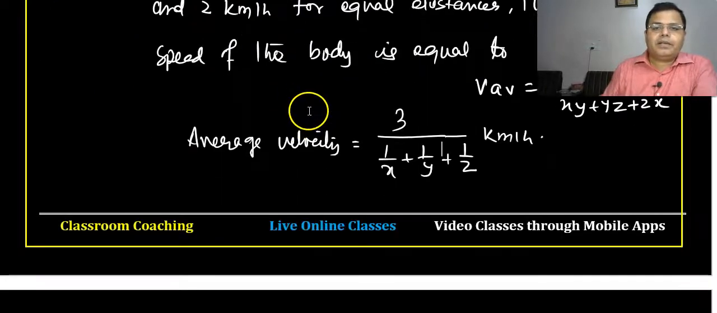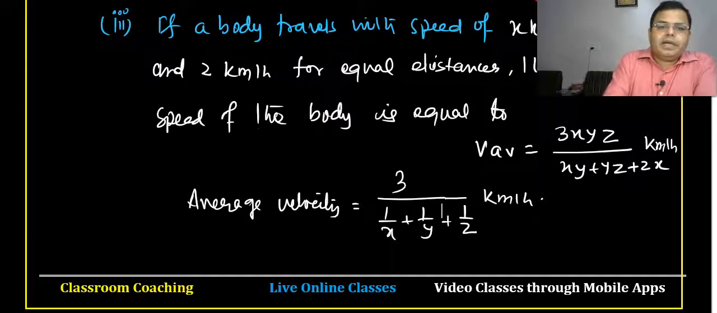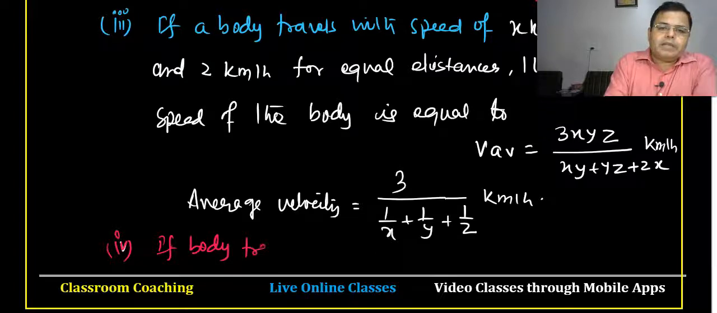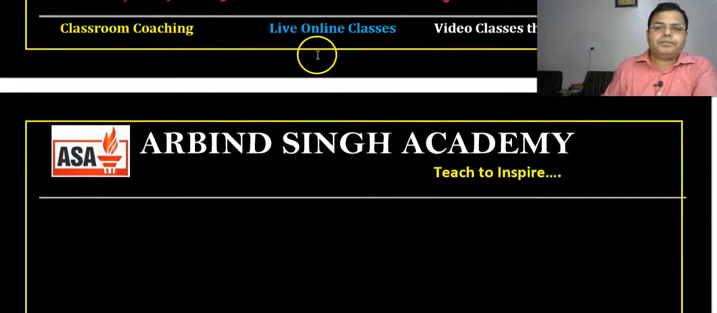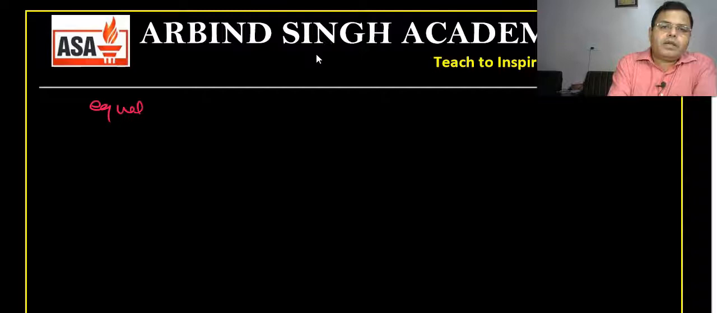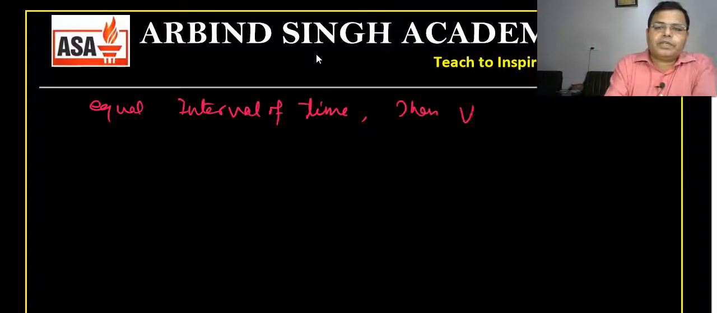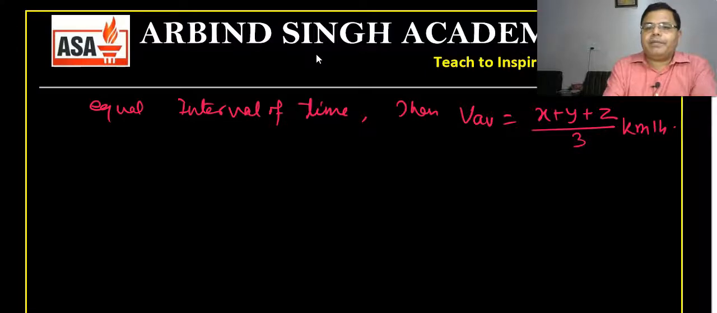But if the time intervals are equal, and the body travels with x kilometer per hour, y kilometer per hour, and z kilometer per hour for equal intervals of time, then average velocity is equal to x plus y plus z by 3 kilometer per hour. So whenever time intervals are equal, we have to take the arithmetic mean. Whenever equal distances are taken, you have to take the harmonic mean.